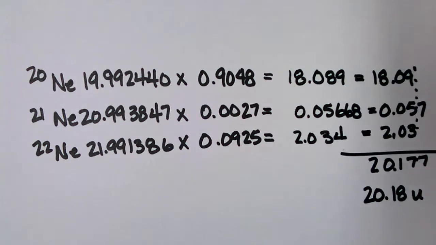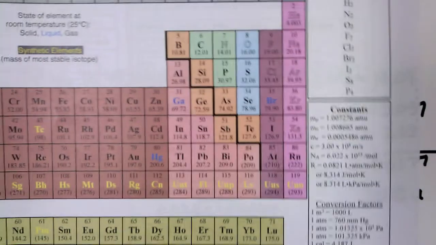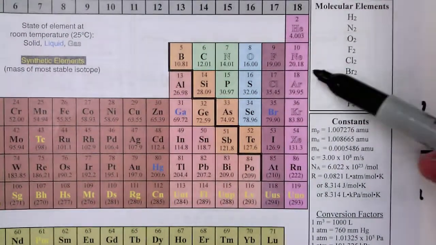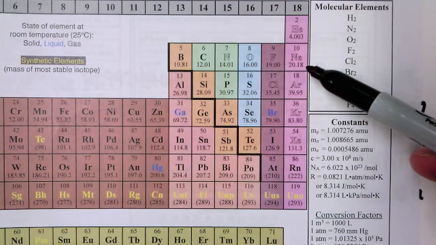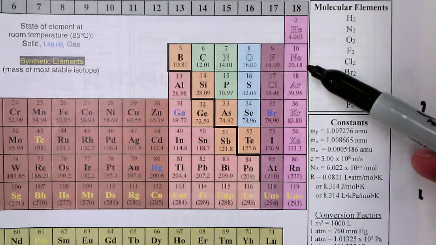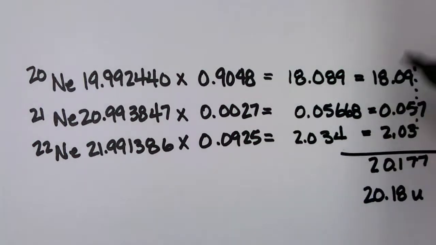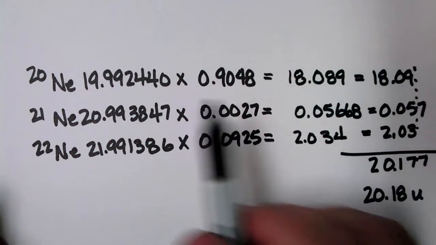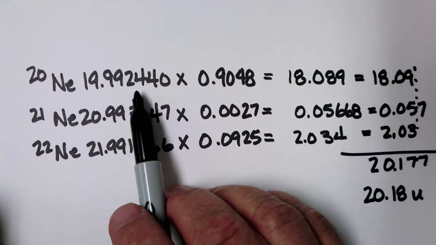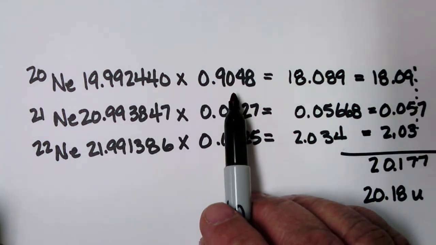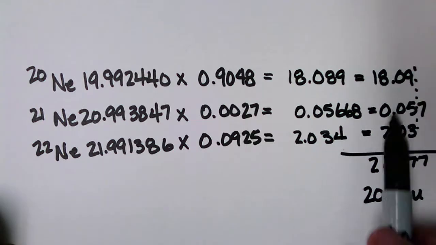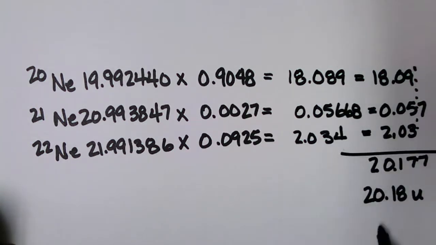And if we compare that to our entry on the periodic table, we find that neon has 20.18 atomic mass units. So we took the isotopic mass, multiplied it by the relative frequency, relative abundance, added those figures together, rounded to the proper number of significant figures, and this is the atomic mass for the element. It's also sometimes called the average atomic mass.